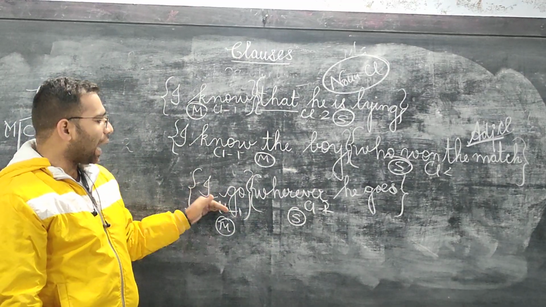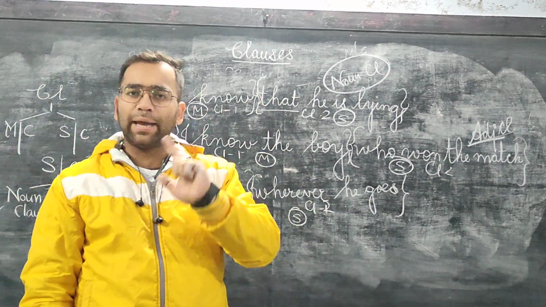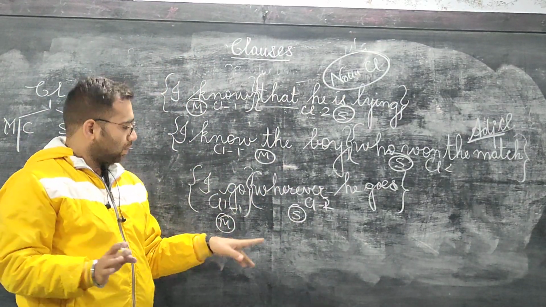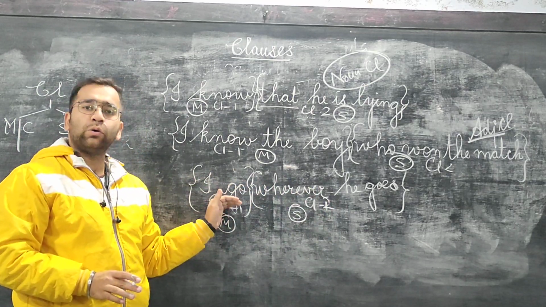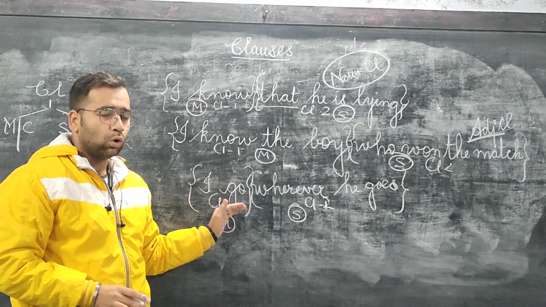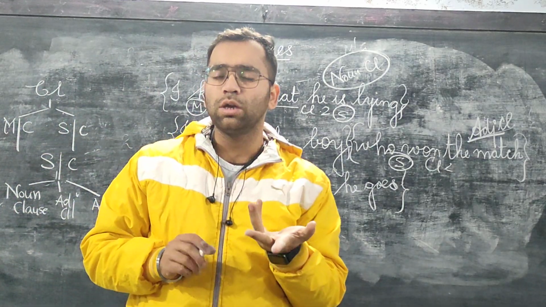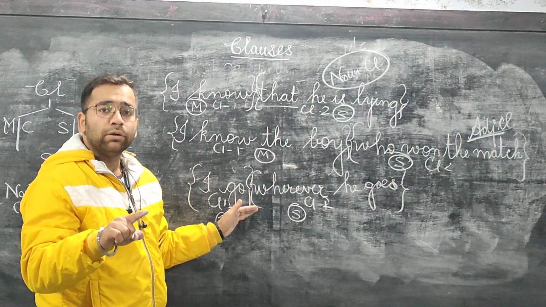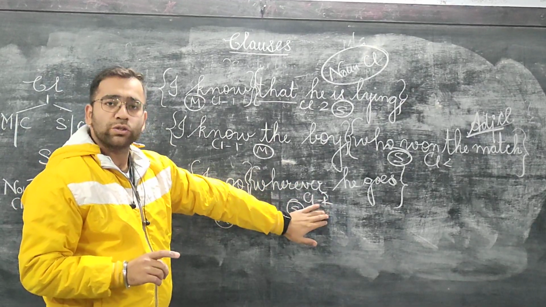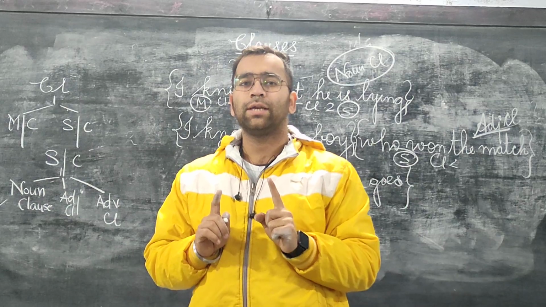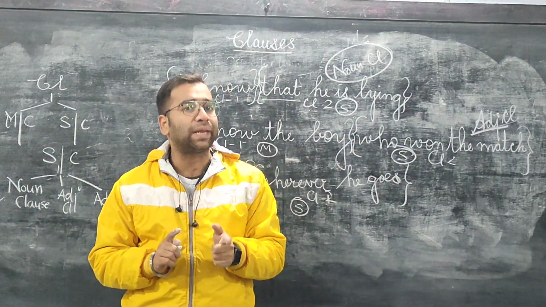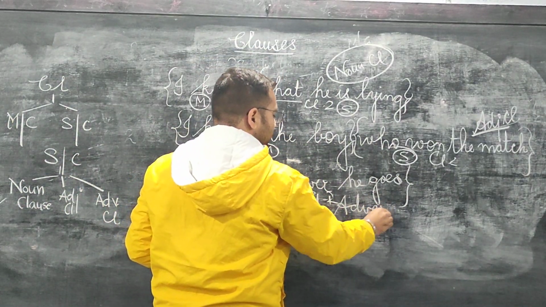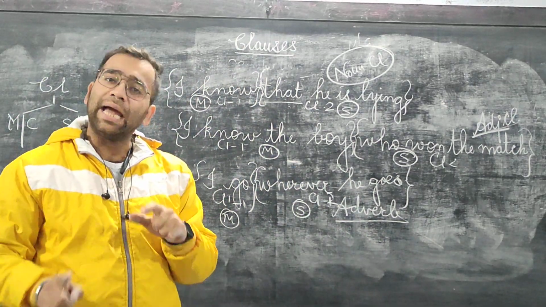Is that clear? I go wherever he goes. What I go? No sense. Wherever he goes is explaining more about go, but it is not a noun. So it can't be an adjective clause either. What is it then? It is a verb. So if the subordinate clause is explaining more about the verb, it means your clause will be an adverb clause.